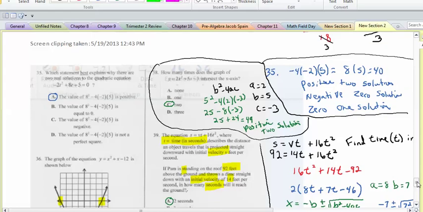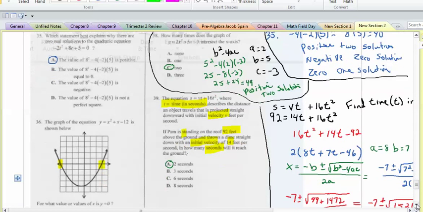Okay, my 38, the work is done right here. How many times does a graph intersect the x-axis? It's the same type of problem. You're using the discriminant. So we got our A, B, and C. 25, and it's negative 8. Negative 8 times 3 is 24. We add it together, get 49. It's positive. It's 2 solutions.